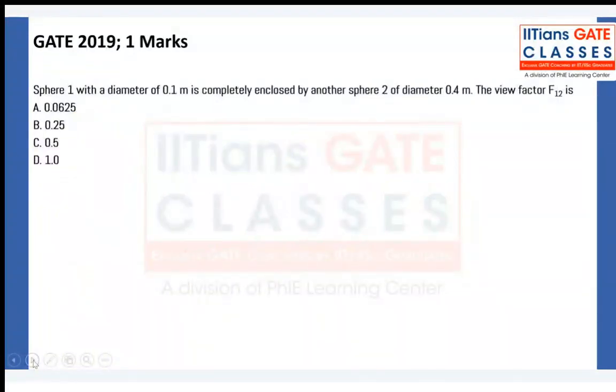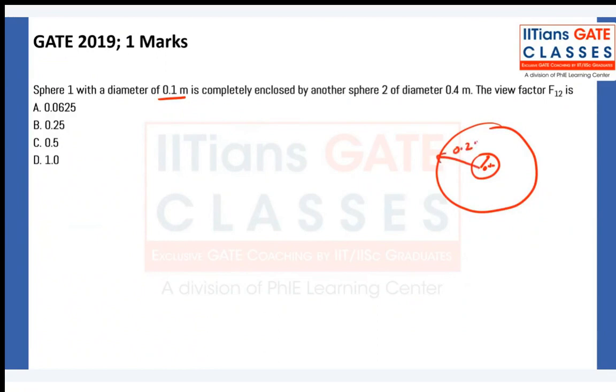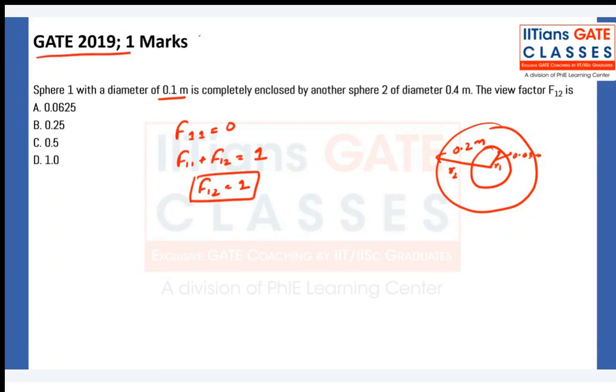Sphere 1 with a diameter 0.1 is completely enclosed by another sphere 2 of diameter 0.2 meter. The view factor F12. Arey yaar, we already know F11 is equal to 0 and F11 plus F12 is equal to 1. So F12 is equal to 1. It is a 1 mark question, GATE 2019, a very recent question. Yes, very nice. Chalo.